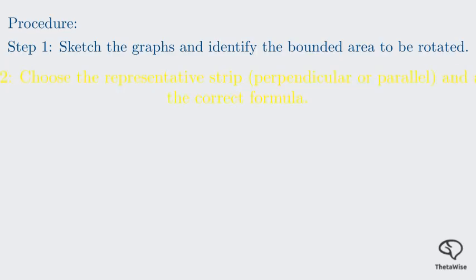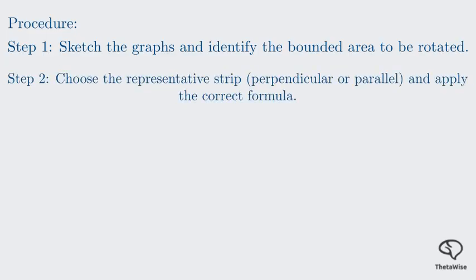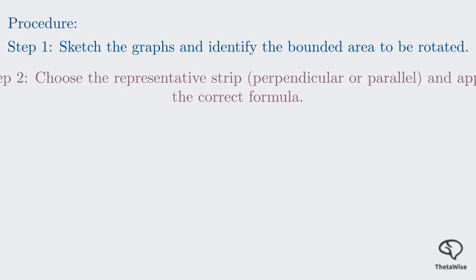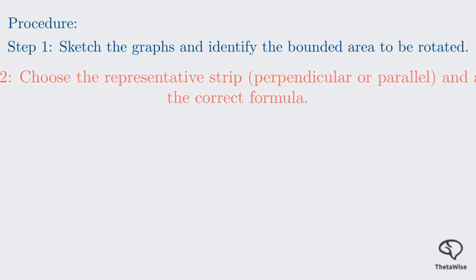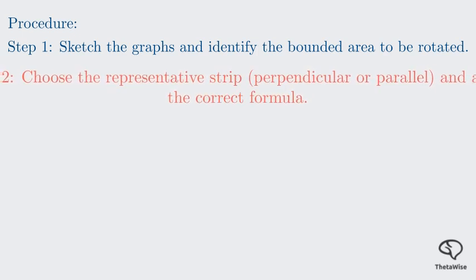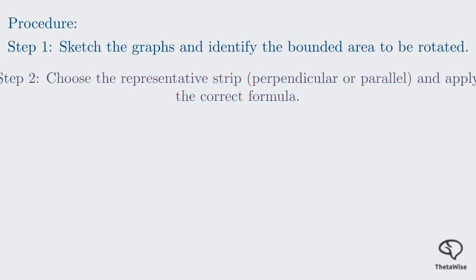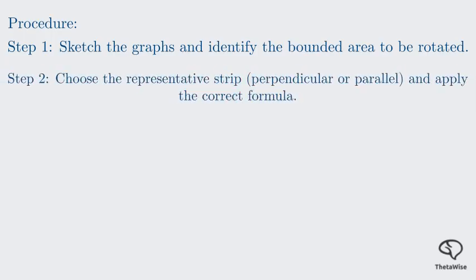How do you choose? It's all about the strip. If you want to use the disk method, the strip must be perpendicular to the axis of rotation. If you want to use the shell method, it must be parallel. Sometimes, one choice leads to a much easier integral than the other. Other times, one method is simply not possible. This choice is the most important decision you'll make in the problem.